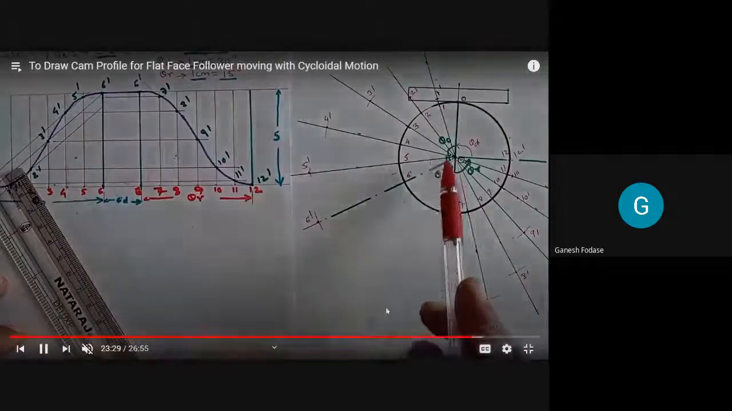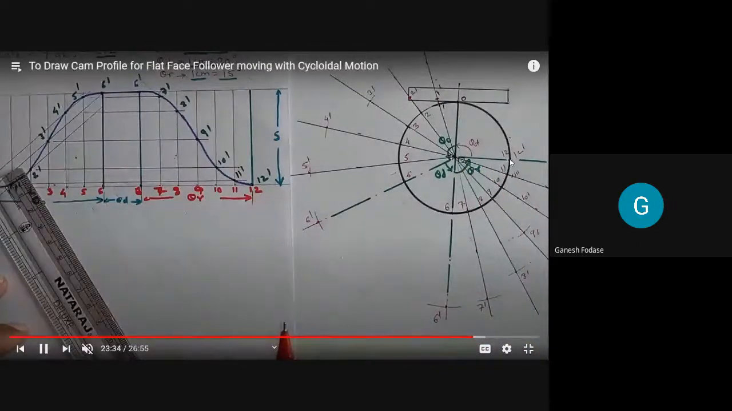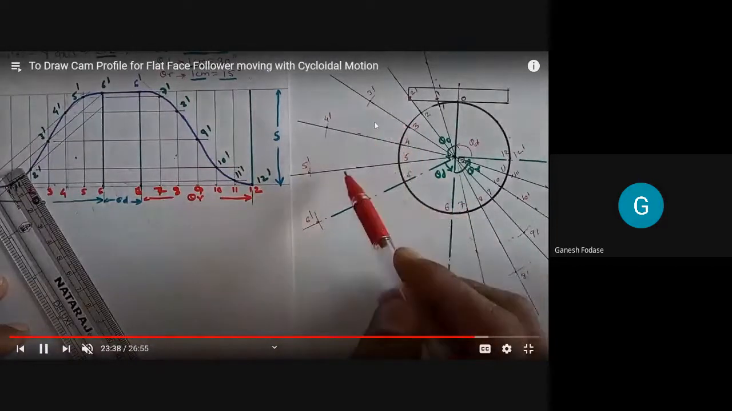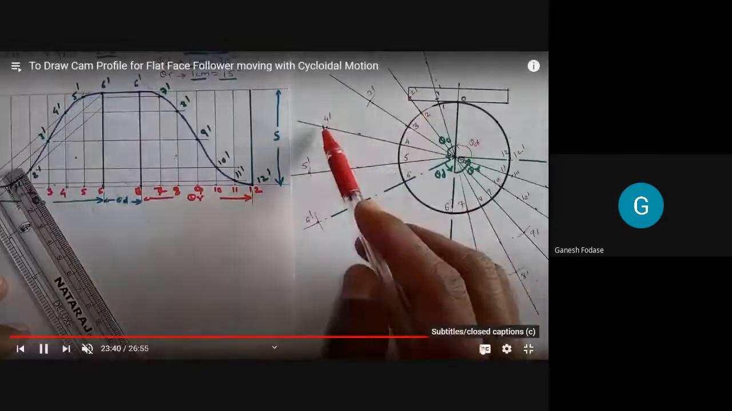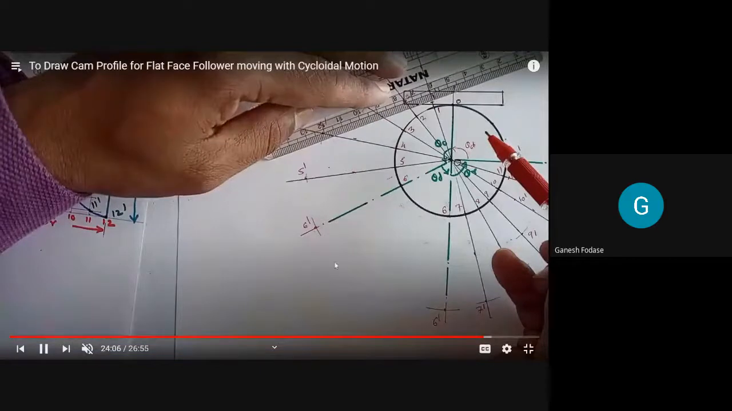Now once you get all these points, that is 0 to 12, and 12 dash again, join them by a smooth curve. So let's join them. Okay, there is a mistake I just discussed. We can't join them by a smooth curve, but we can join them by a smooth curve only if it is a knife edge follower. Means the procedure till here is the same. Marking points is the same, but if it is a knife edge follower, then we can join them by a curve.